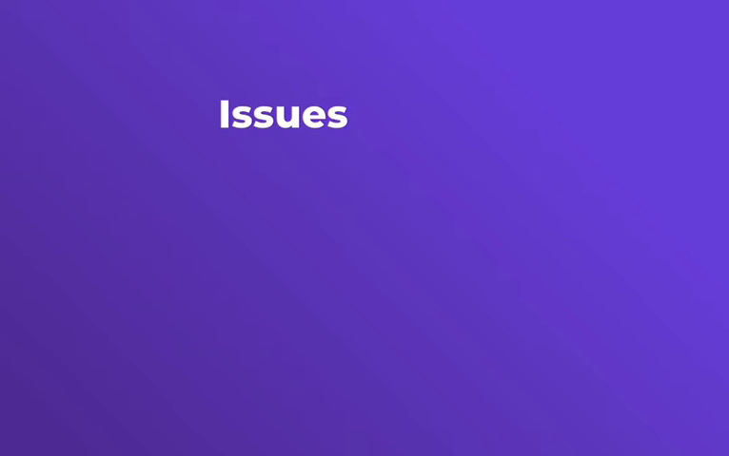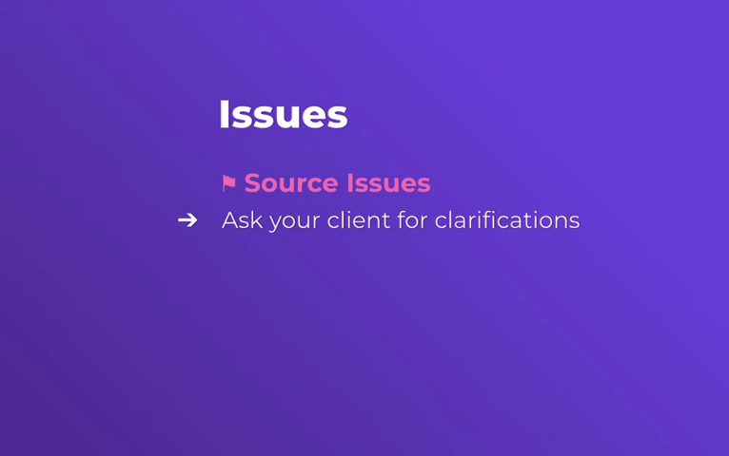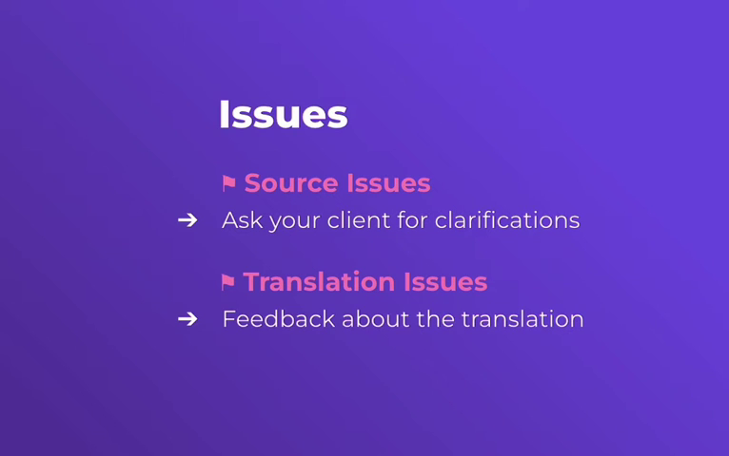The Issues feature in Smartling allows your team to submit questions about the text to translate directly to your client without having to leave the Smartling platform. We call this type of question a source issue. Similarly, your customer or any reviewers can also provide direct feedback by rejecting a translation and opening a translation issue.